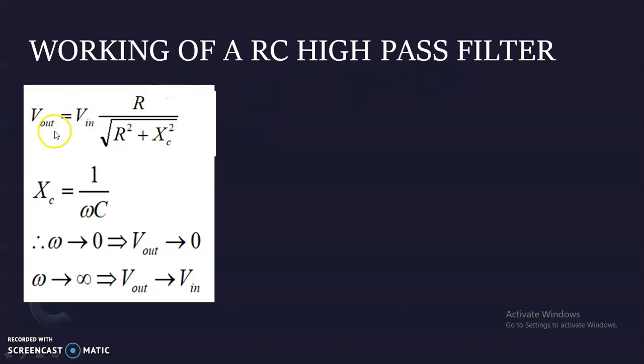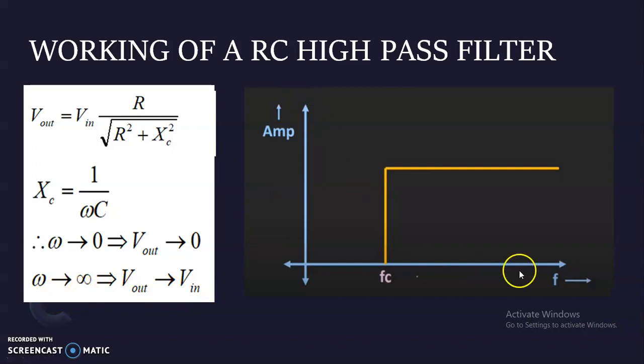So the output can be calculated using this equation, X equals 1 by omega c. So as omega tends to 0, V out tends to 0, and as omega tends to infinity, V out tends to V in. So the frequency response curve for an ideal passive RC high pass filter is somewhat like this. There is a sharp roll off at Fc, and the amplitude against the frequency is the transfer function, which I mentioned earlier.